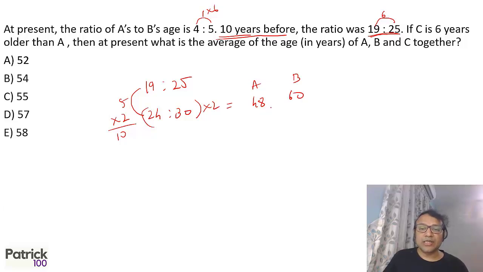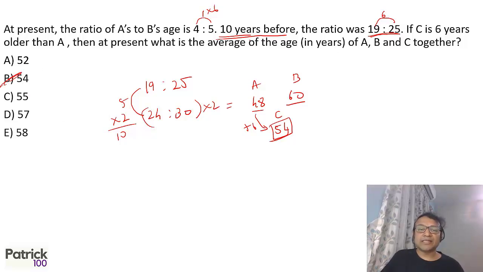C is 6 years older than A. So C will be 48 plus 6, 54. Average of 48, 54, 60. If you look at an AP, the difference is same. So the average will be the middle number, 54. That will be the answer, B option.